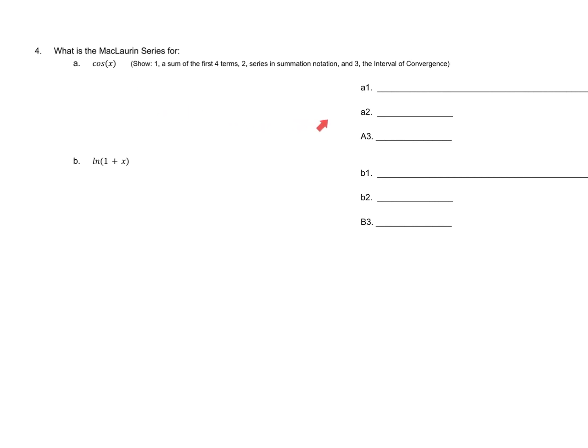All right, first 4 terms. The instructions should have asked for the first 4 non-zero terms, which is what I've given here. But some people included the 0 terms, and that was okay since the instructions should have said this. All right, what about summation notation? There's the series in summation notation. And finally, the interval of convergence. This series converges for all real numbers. So the interval is from negative infinity to infinity.